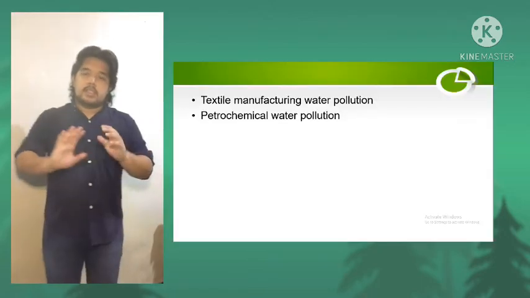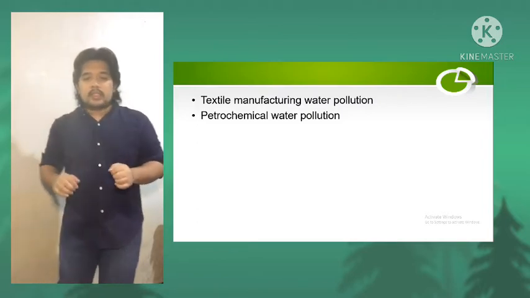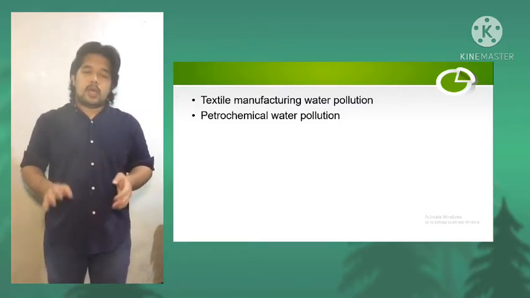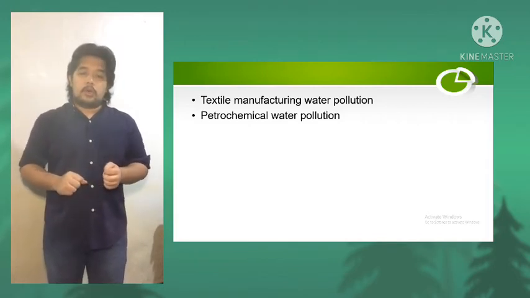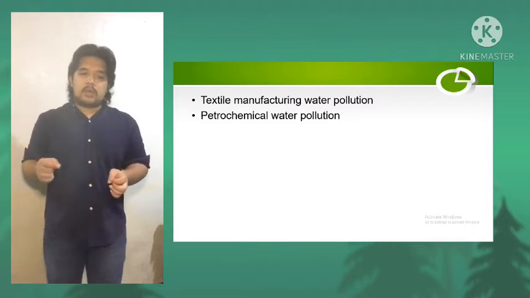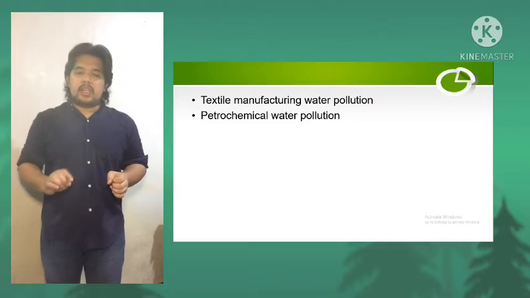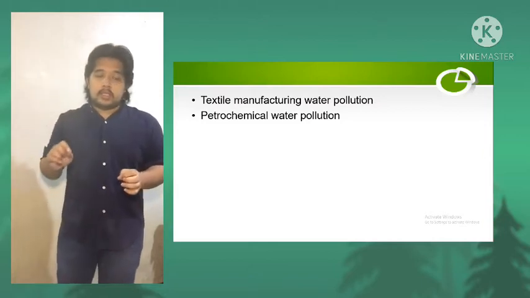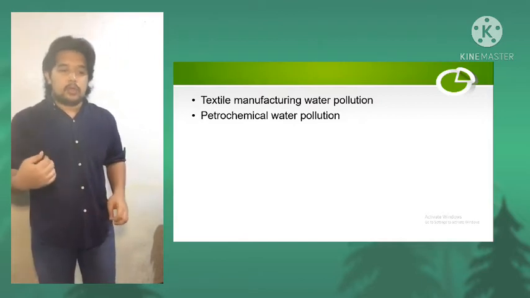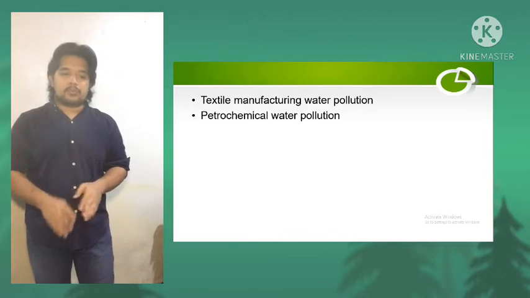So, first is the textile manufacturing water pollution. Textile manufacturing has been called one of the biggest polluters on the planet, with textile mills said to generate one-fifth of the world's industrial water pollution. In China, for example, up to 20% of the country's industrial water pollution comes from textile dyeing and treatment.